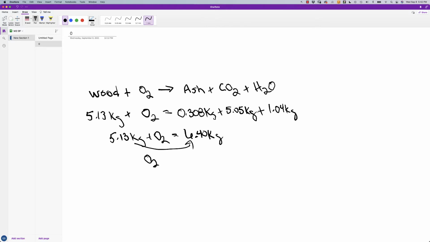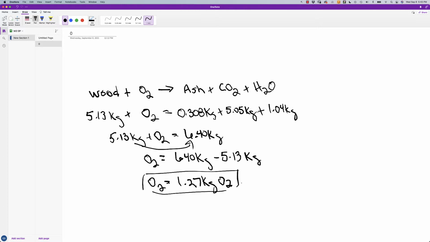Bring this over, leaves us O2 on this side is equal to the 6.40 kilograms minus 5.13 kilograms, and that gives us an O2 of 1.27 kilograms that was taken from the air. Okay, and there's your answer for that one. All right, let's move on to number 6. Take a look at this one here.